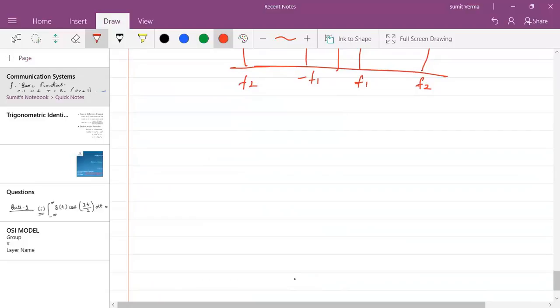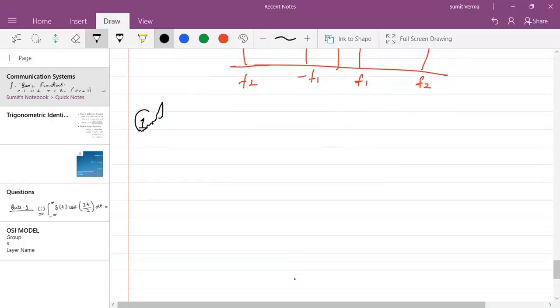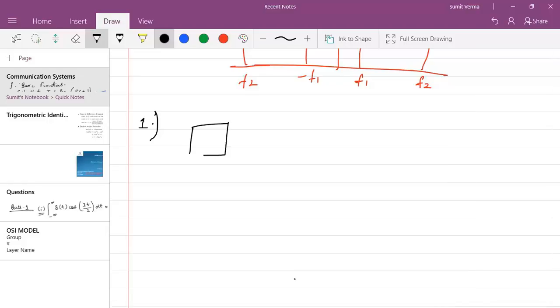So now I'll start with the subject. The first thing that comes is, what is a communication system? Basically it's the process by which you can transmit some information from a transmitter to a receiver, or source to destination, via some channel.